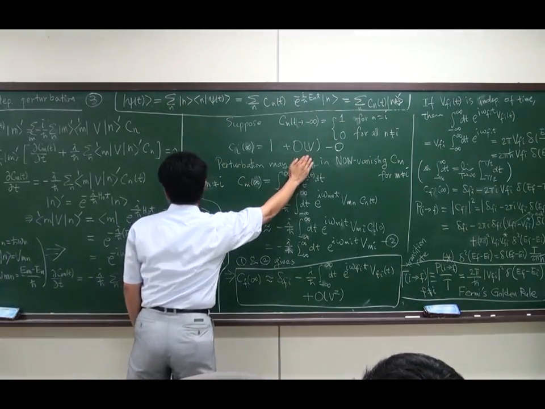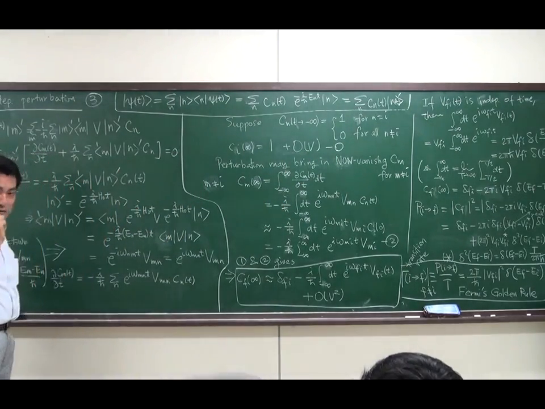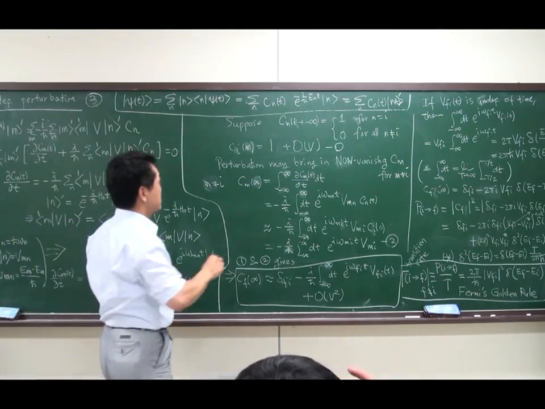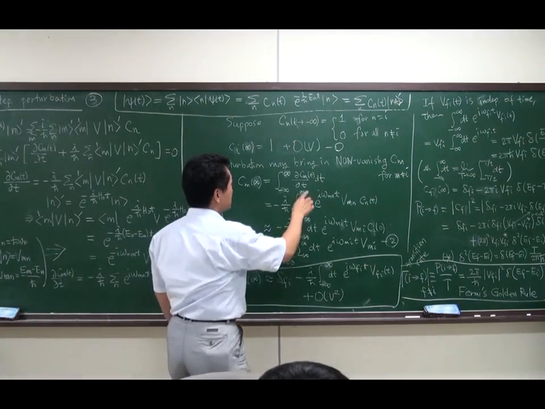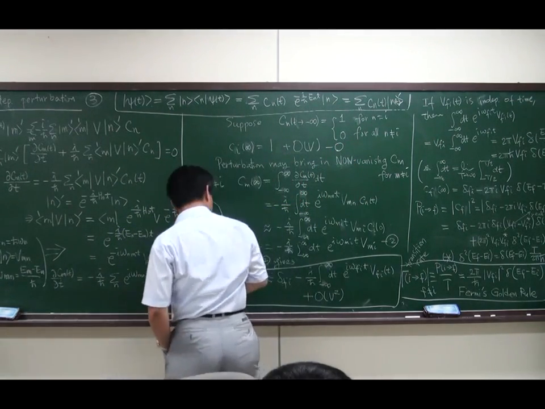And there is some correction of order V. We assume that V is very small in comparison with 1. So there is some correction factor. All right? So let us call this equation number 1.